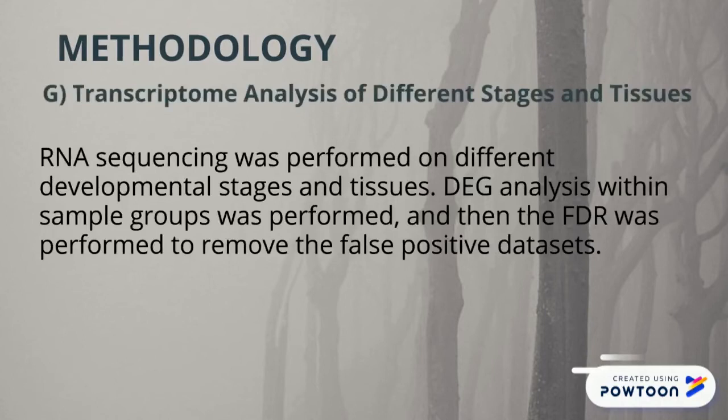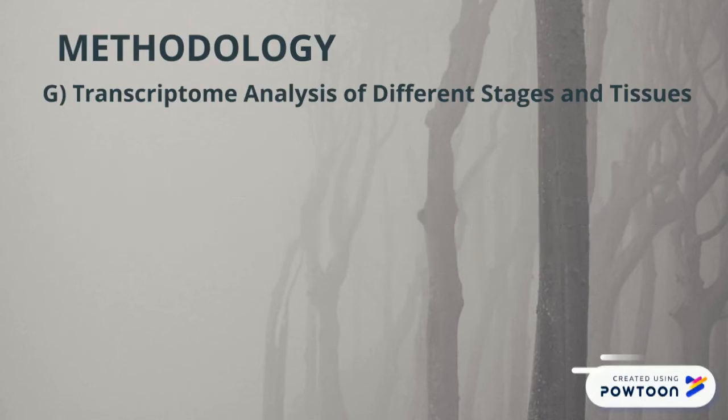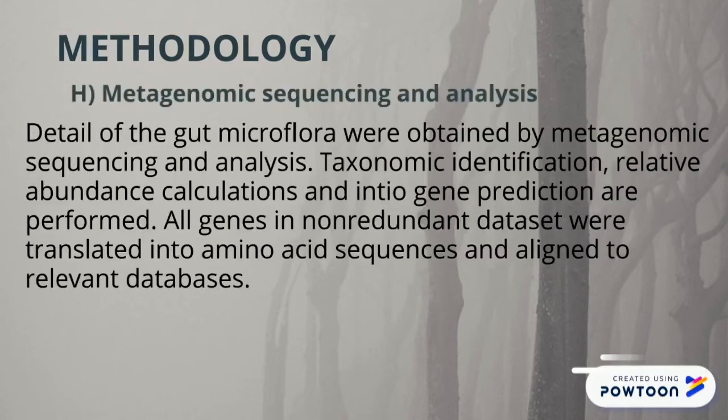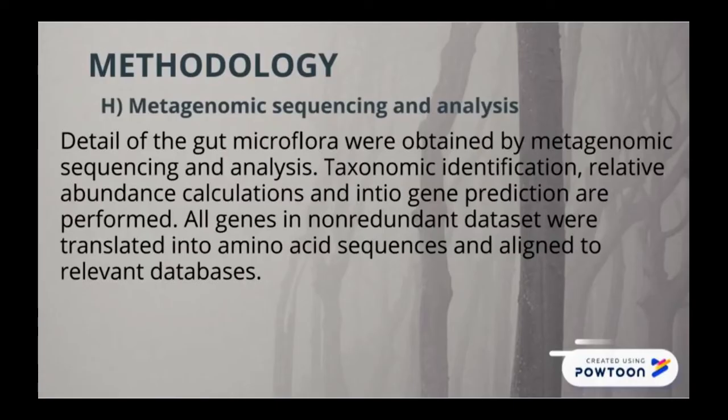Transcriptome analysis of different stages and tissues. RNA sequencing was performed on different development stages and tissues. DEG analysis within sample groups was performed, and then FDR was applied to remove false positives. Metagenomic sequencing and analysis. Details of the gut microflora were obtained by metagenomic sequencing and analysis. Taxonomic identification, relative abundance calculation, and initial gene prediction were performed. All genes in the non-redundant database were translated into amino acid sequences and aligned to the relevant database.